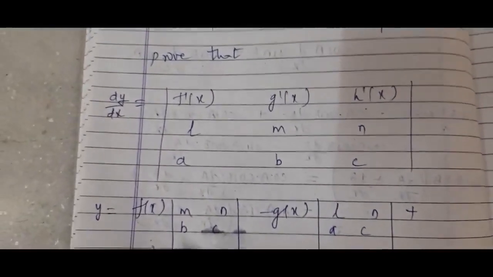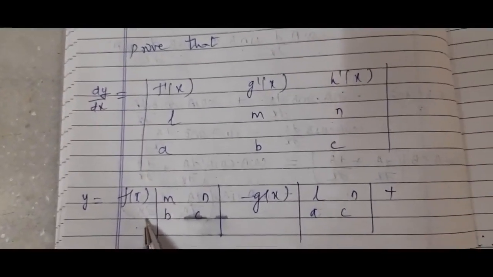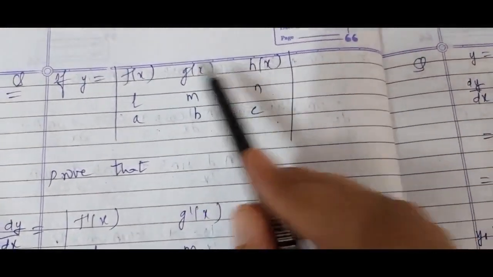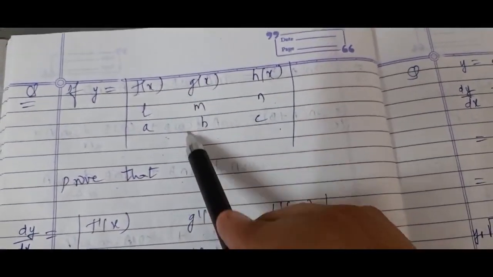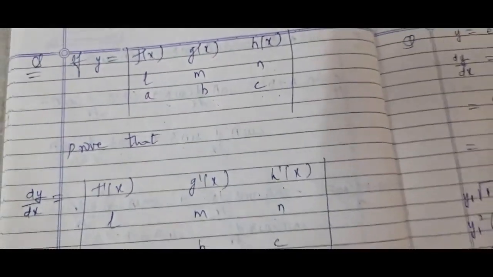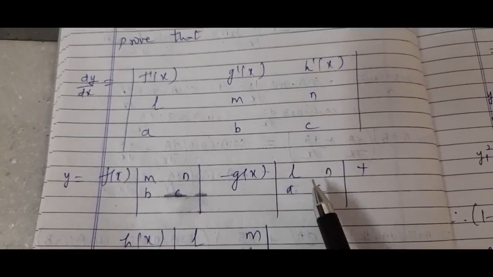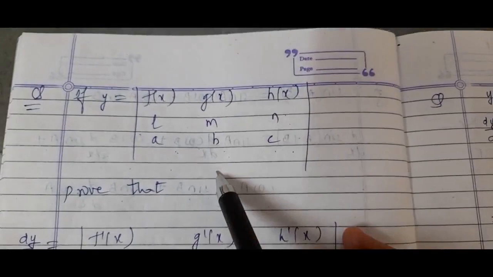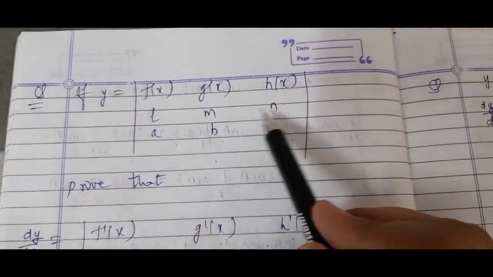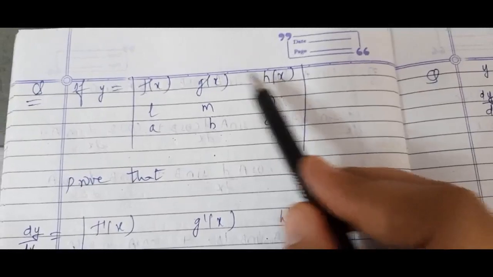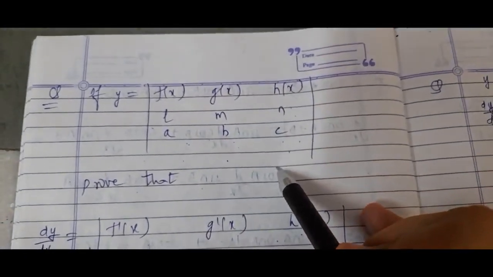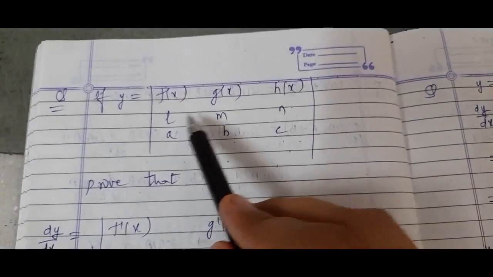y equal to, we will evaluate this determinant. f of x is in the first row and first column, so excluding that, we'll take the minor of m n and b c. So f of x into minor of m n b c minus g of x minor of l n a c. g of x is lying in the first row and second column, so we will exclude that, so l n and a c. Now h of x is lying in the first row and third column, excluding that we will get h of x in the minor of l m a b.